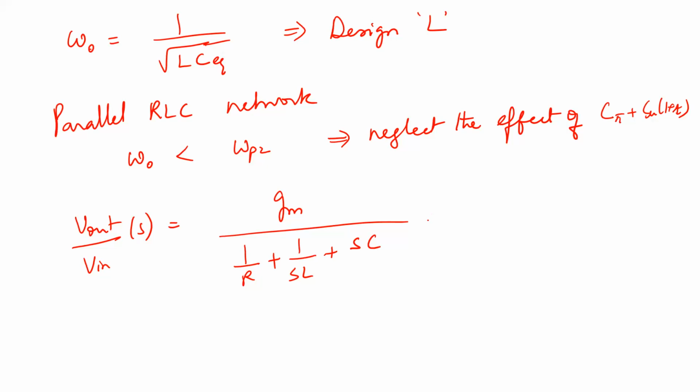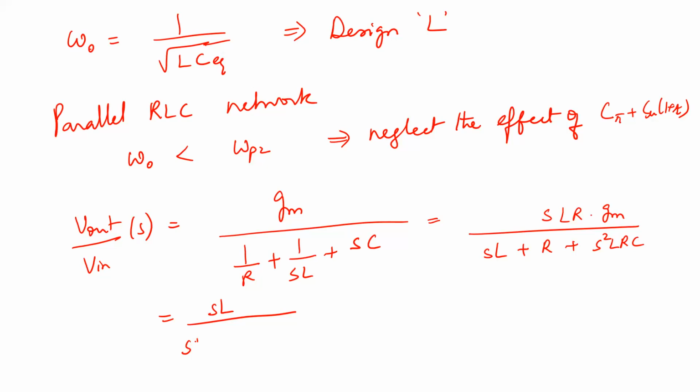So if you solve this, basically what you would get is gm by C. Let's try to solve this one. What will you get here? sL plus R plus sLRC, and you get sLR into gm, or rather, sorry, s squared LCR. So let us divide the whole thing by R. You will basically get sL divided by sL by R plus 1 plus s squared LC.